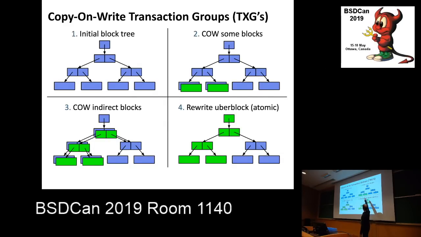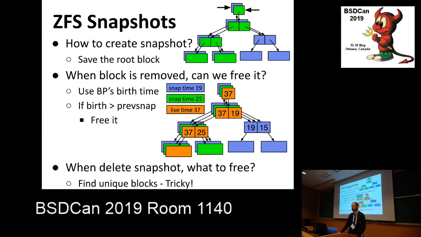So we have to write the indirect block that points to those green blocks. We allocate another new indirect block, and another new indirect block, all the way up the tree. And then finally, we have the new block represented by the green, and these blue ones over here. We can overwrite the root block to point to that one, and then we've atomically switched over to the new state of the world. This is true in general with ZFS and copy on write file systems, even in the absence of snapshots. But it makes implementing snapshots really easy.